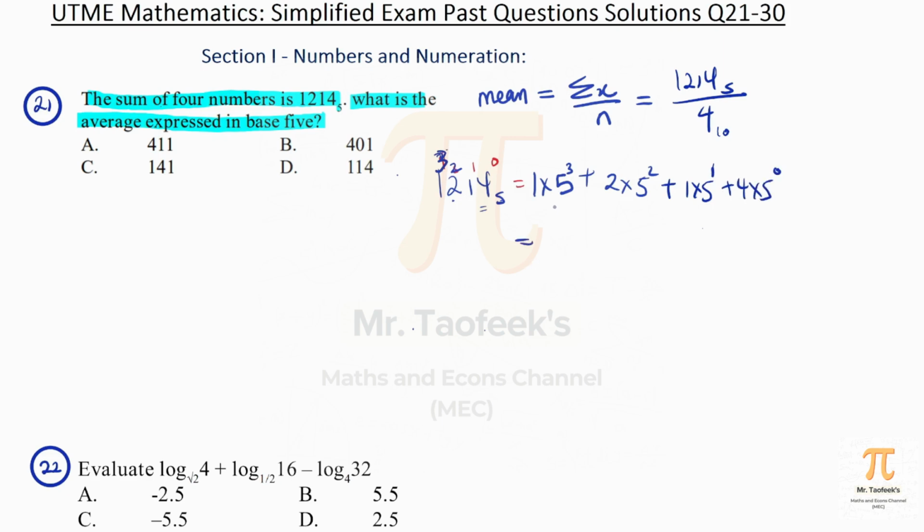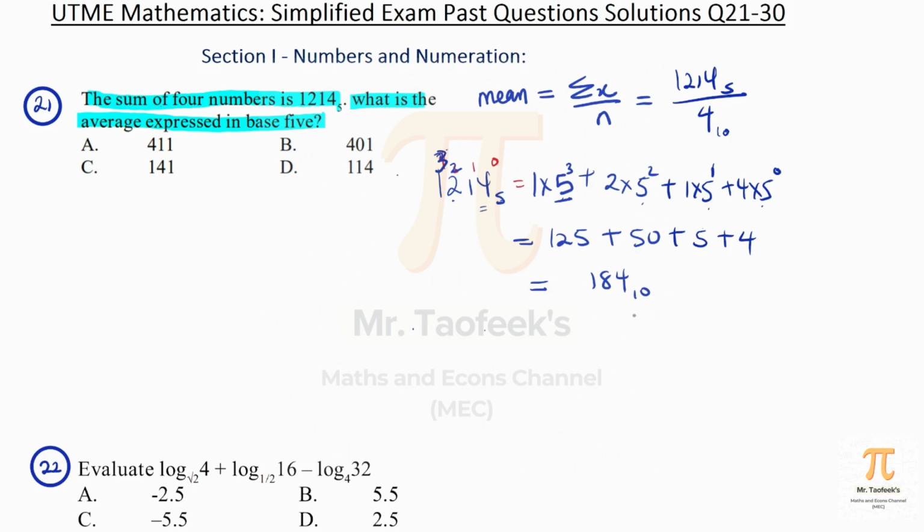So this is going to give us 5 to the power of 3 is 125. 125 times 1 is 125. Plus 5 squared is 25 times 2, that's 50. Plus 5 to the power of 1, which is 5, 1 times 5 is 5. 5 to the power of 0 is 1, 1 times 4 is 4. And that simply gives us 125 plus 50, that gives us 175, plus 5 is 180, plus 4 is 184. So this is 184 in base 10.